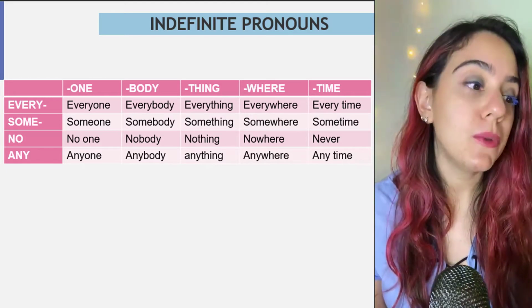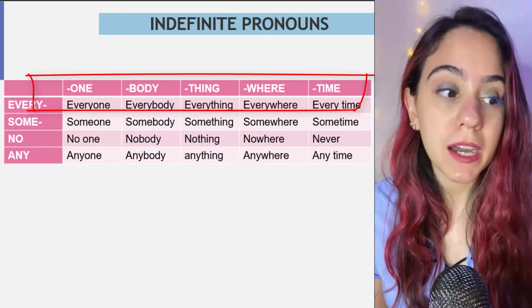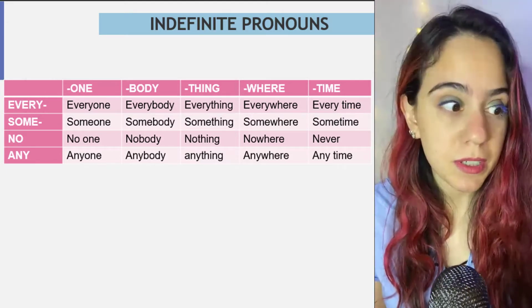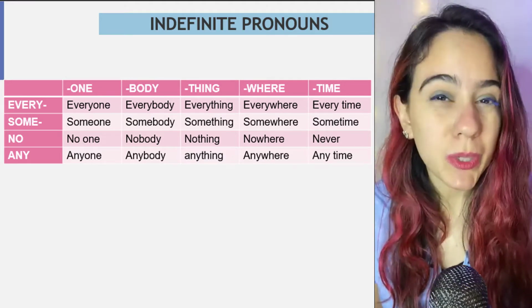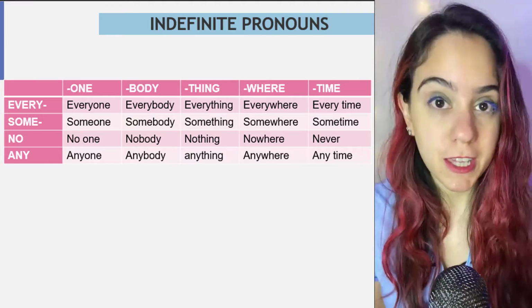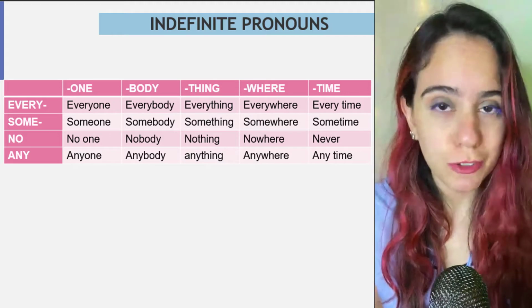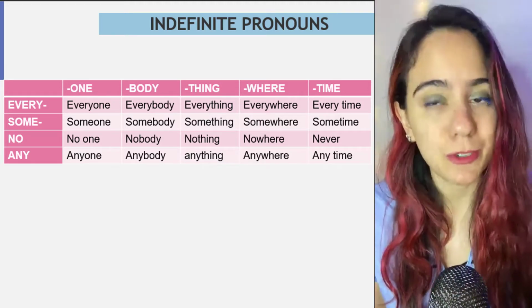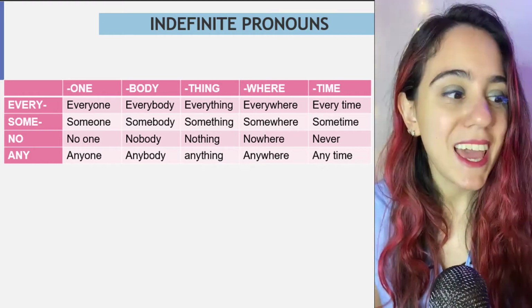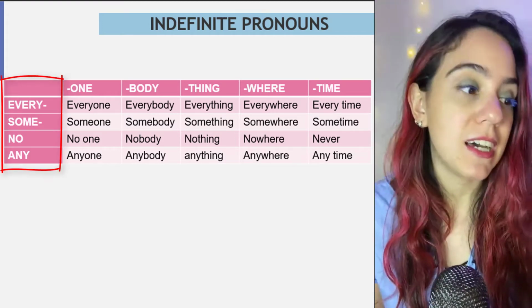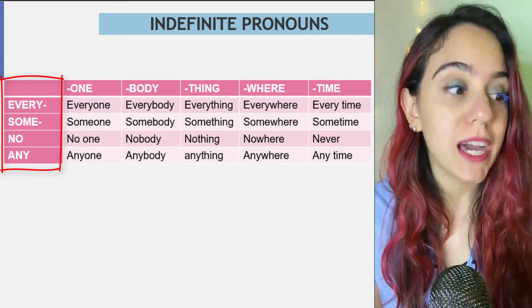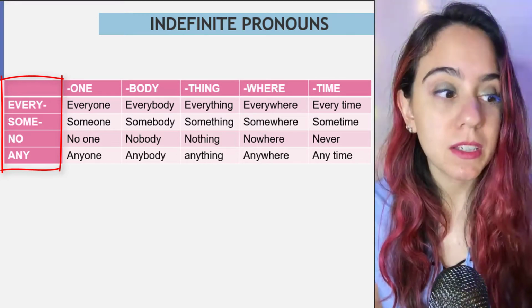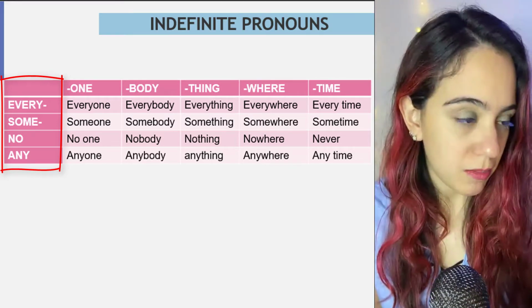On the one hand we have one, body, thing, where and time. One and body we will use for people. Thing we will use, of course, for things. Where we will use for places, and time, of course, for time. And on the other side, on the columns, we have every, some, no, and any.